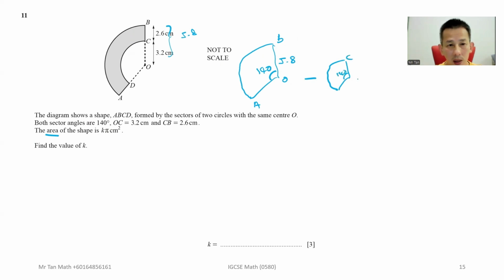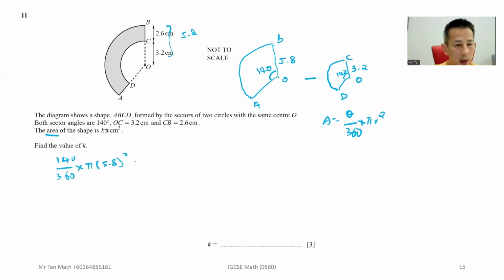You minus the smaller sector of 140 degrees, which is COD, with radius 3.2. The formula to find the area of a sector is theta over 360 times pi r squared. So in this case, the first one is 140 over 360 times pi times 5.8 squared, minus 140 over 360 times pi times 3.2 squared.